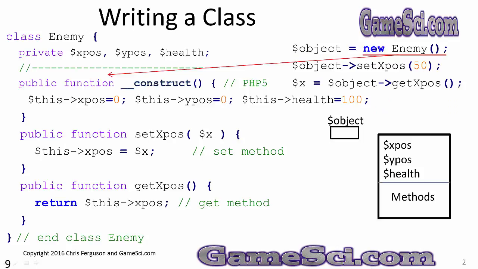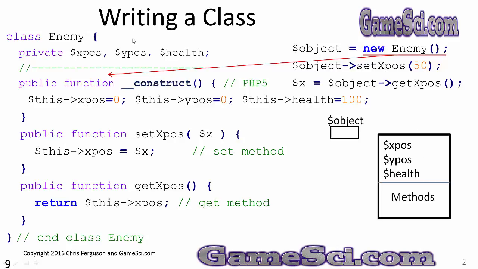When we execute new, which is a keyword in PHP, it's a command that says I want to build a new object. I want to allocate some new memory for an object. What we're going to do is build a new enemy object. New will go ahead and allocate the memory, and that's why I drew this picture of the object here. This is the memory that gets allocated.